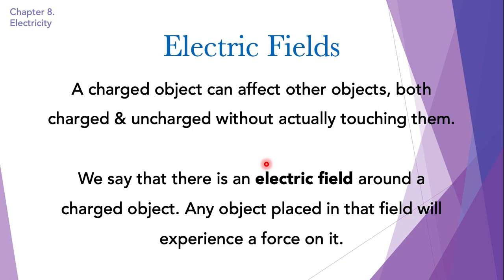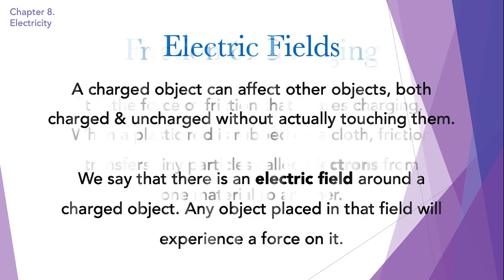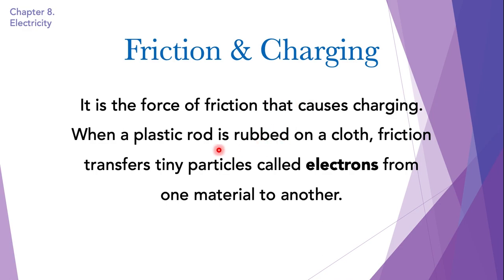but now we're going to understand friction and charging. We know that it is the force of friction that causes charging. So when a plastic rod is rubbed on a cloth, friction transfers tiny particles called electrons from one material to another.